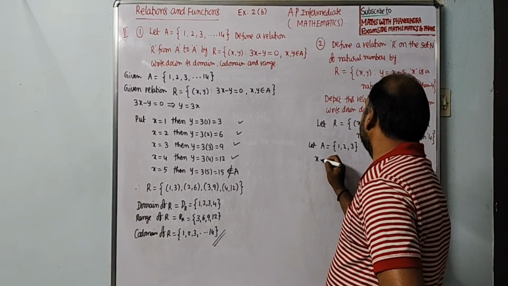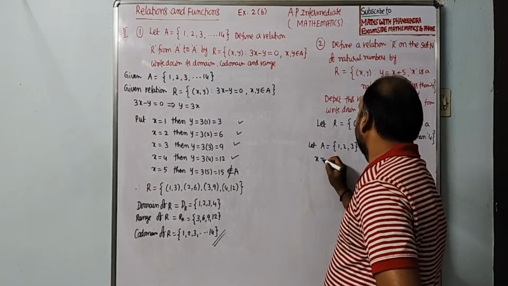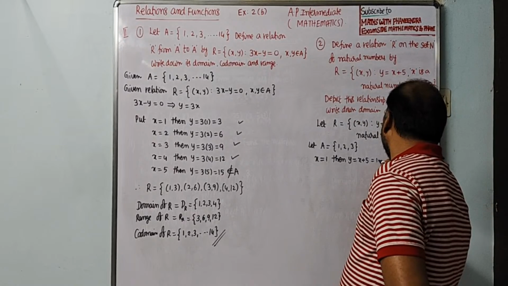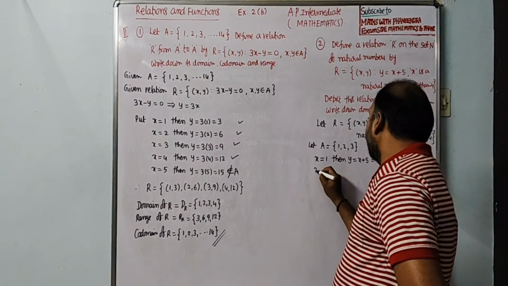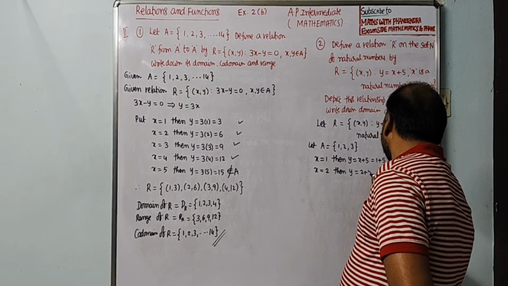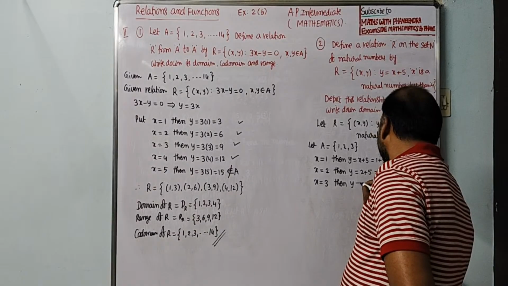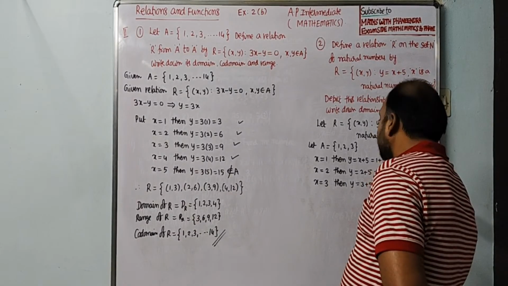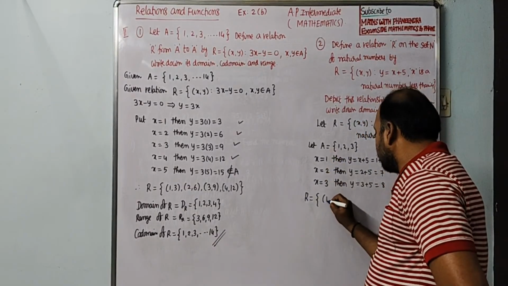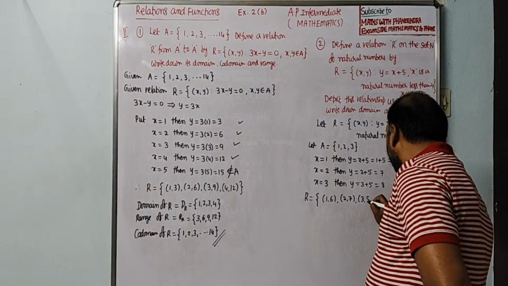So if x is equal to 1, then y is equal to x plus 5, that is equal to 1 plus 5 equal to 6. X is equal to 2, then y equal to 2 plus 5, which is equal to 7. X is equal to 3, then y equal to 3 plus 5, which is equal to 8. So the relation we got is (1, 6), next (2, 7), next (3, 8).